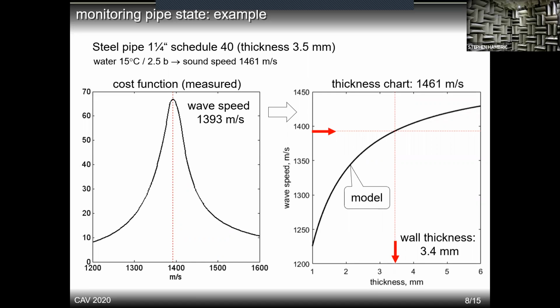The difference of 0.1 millimeter with respect to the rated thickness value is probably due to either imprecision of measurement or due to corrosion of the pipe which takes place.